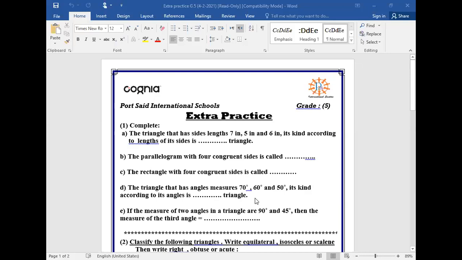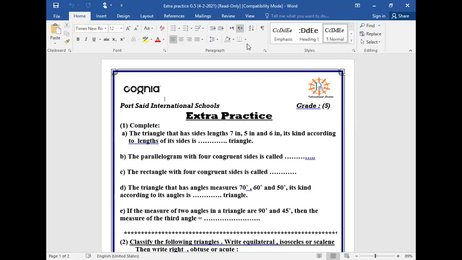And then the second part in this lesson, we took the sum of the measures of the interior angles of the triangle must be 180 degrees. And also we learn how we can find the unknown angle in the triangle. We said we subtract 180 minus the sum of the given angles. Then the second lesson we took this week, classify quadrilaterals. We said the quadrilateral is the polygon which has four sides.